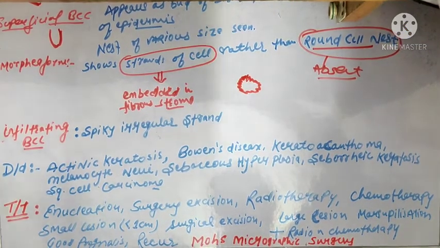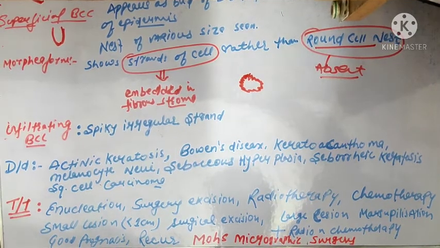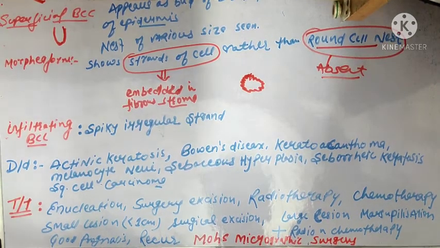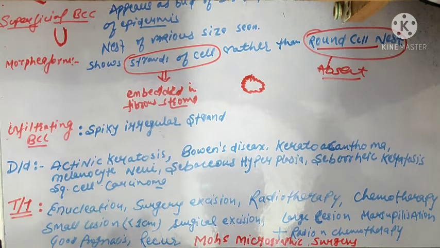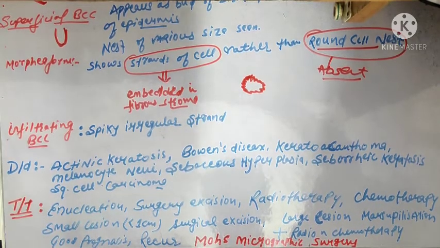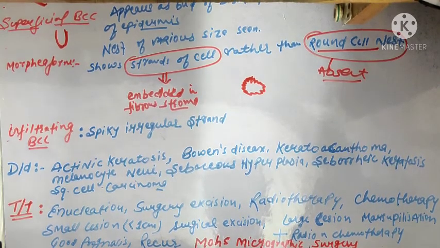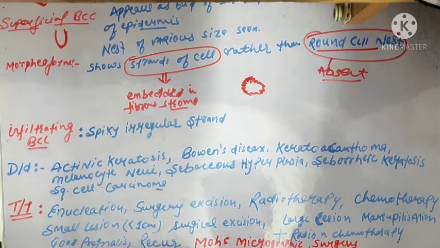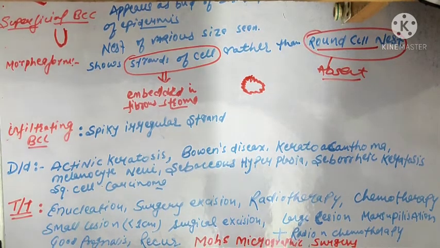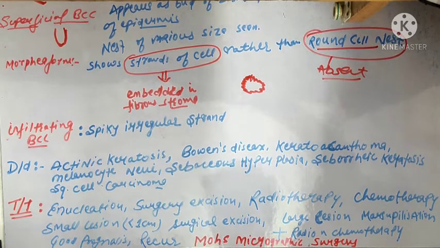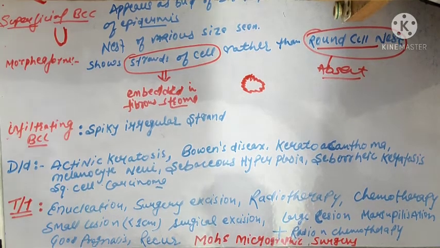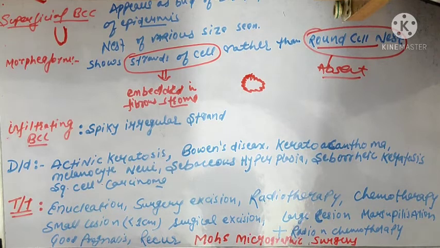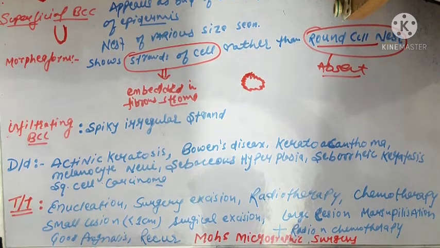The first differential diagnosis you will see is actinic keratosis. Keratoacanthoma I will discuss with you in the next video. Melanocytic nevi, sebaceous hyperplasia, seborrheic keratosis, and squamous cell carcinoma can all be seen. Okay, that is the differential diagnosis. Now the treatment part.